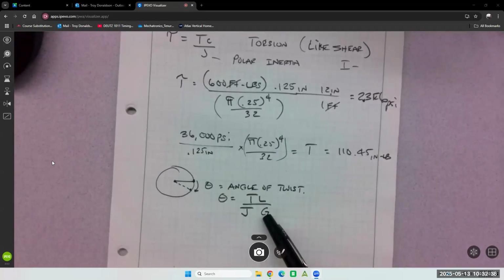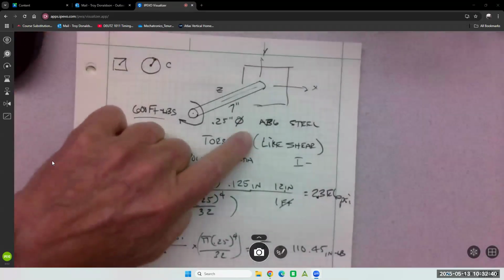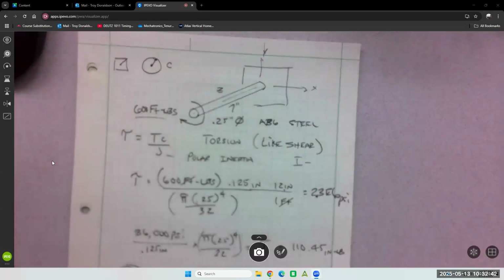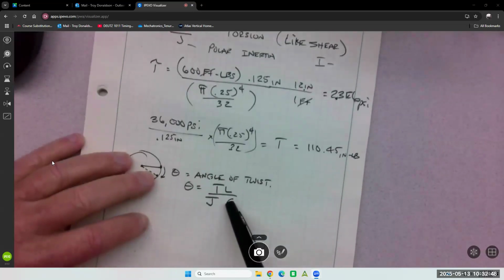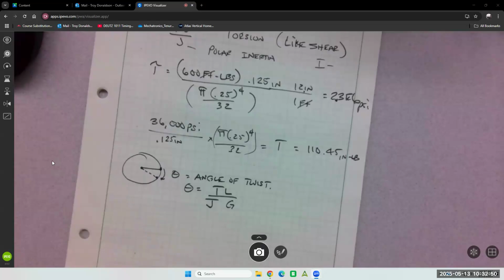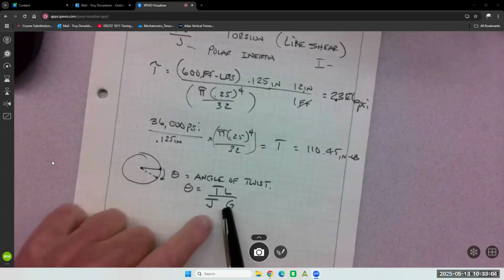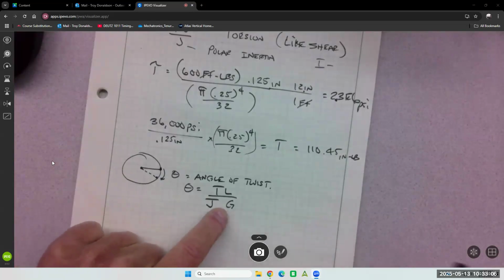So if this thing's made out of A36, then it's got a G value. If it's made out of stainless, it's got a different G value. So most of the equations are going to have load, geometry, which is like the cross-sectional area, and then material property. Those three things kind of have to be in there to know how these materials react. So modulus of rigidity.